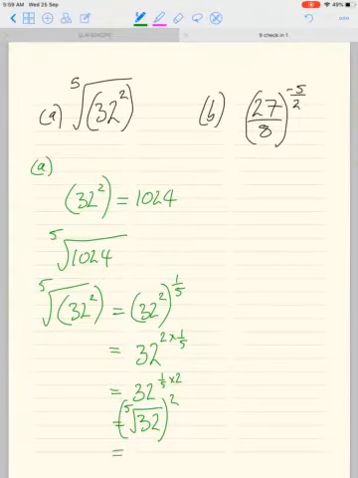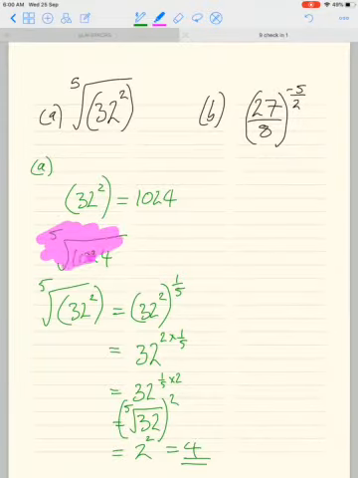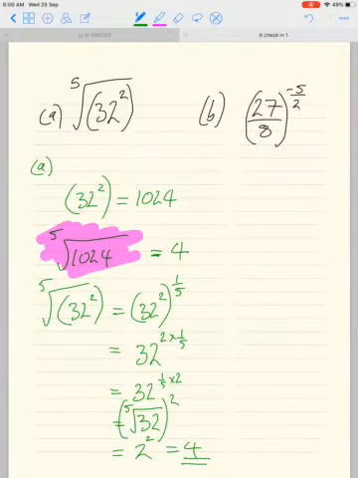And now that becomes a lot easier because 2, 4, 8, 16, 32. 2 is the fifth root of 32. When we square it, we get 4. So if we go all the way back, in fact, we can do the fifth root of 1024. The fifth root of 1024 is indeed 4. But you can see it's easier to power down and then power up than going the other way. So that's always a top tip.